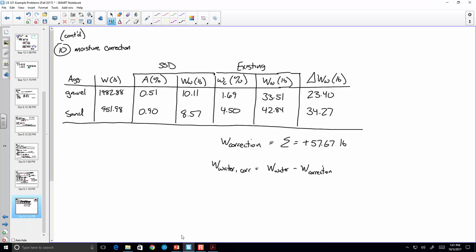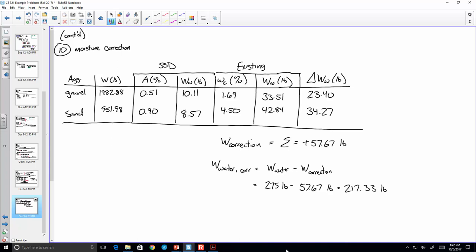So that is what? What was this? This was 275 minus 57.67. Everybody okay with that? It's still pounds per cubic yard. We are, again, doing these calculations for 1 cubic yard. I'd have to put per cubic yard everywhere, and I'm lazy.